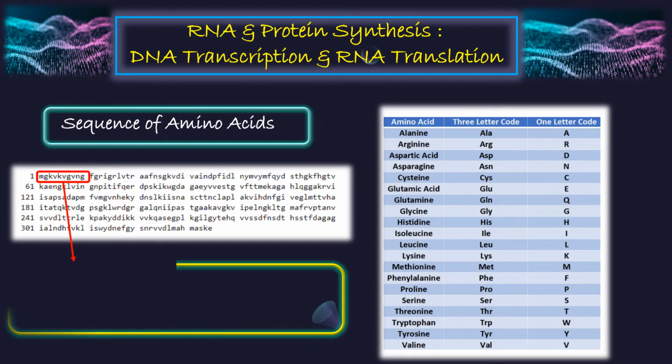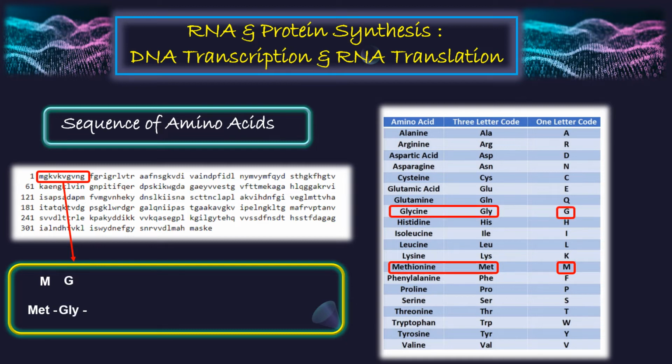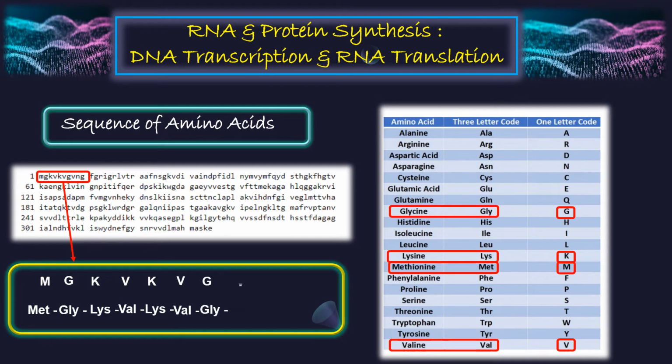Here, the first amino acid in this sequence has the letter M. The letter M on the table refers to methionine, so I will write the three-letter code of MET to represent this amino acid and a dash to separate each amino acid. The rest of the amino acids will follow the same pattern. G for glycine, K for lysine, V for valine, another K for lysine, another V for valine, G for glycine, again V for valine, N is for asparagine, lastly G for glycine.